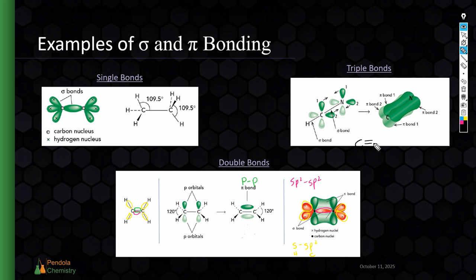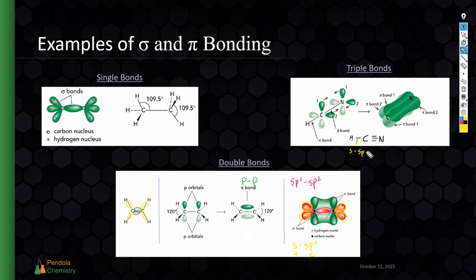But if we add a carbon-carbon triple bond in this molecule, C triple bond CH, then again, these will just be the sigma bonds. This is a nitrogen. So these will be just the sigma bonds right here, created between the s orbital on hydrogen and the sp orbital in carbon. Now, why is this an sp orbital? Remember, it all comes down to shape. This is linear. Because this is linear, that means that carbon is sp hybridized.